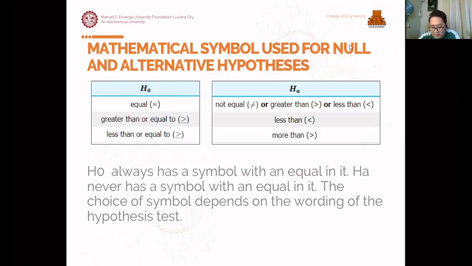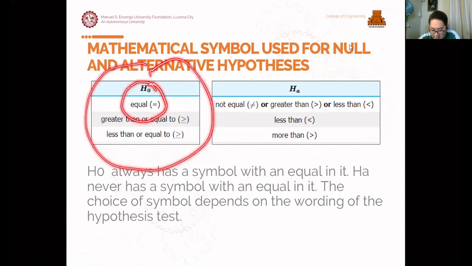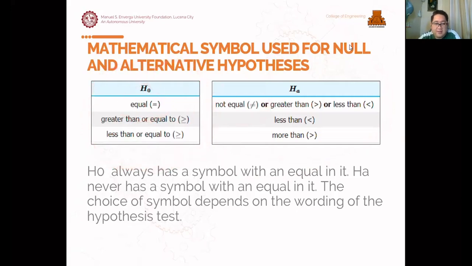Again, si alternative hypothesis is contradicting yung ating null hypothesis. So ibig sabihin, kung equal yung kay null hypothesis, kay alternative is not equal. Okay? Then kapag equal siya, pwede siya maging greater than, pwede siya maging less than. Okay? Or dito, greater than or equal to. Ang contradicting statement niya is less than. So less than or equal to, contradicting niya is more than.